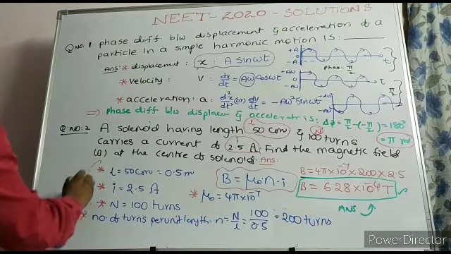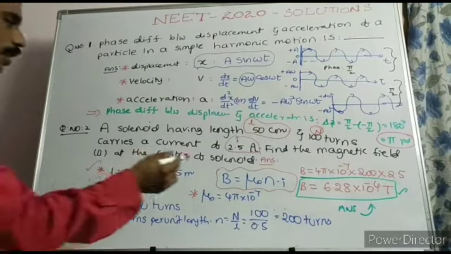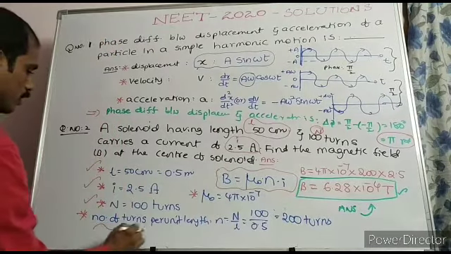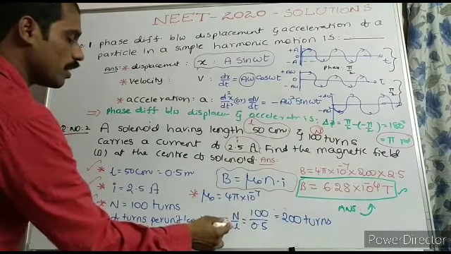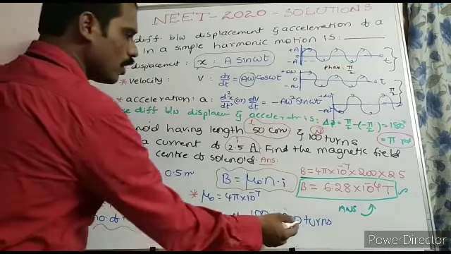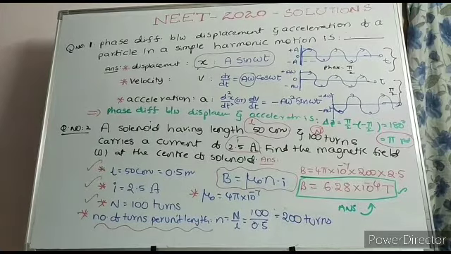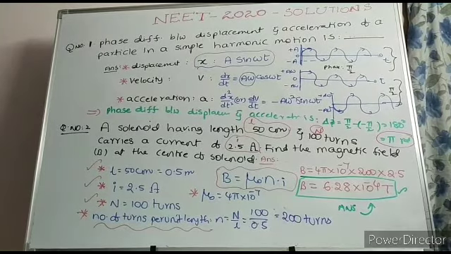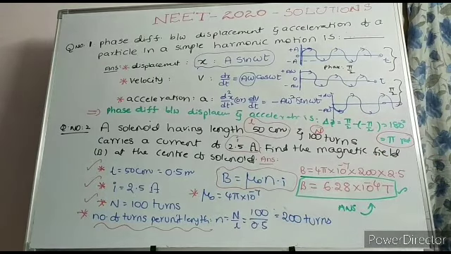Length is given, current I is given, N is given. The expression for magnetic field induction at the center of the solenoid is B is equal to mu naught into n I, where small n is the number of turns per unit length, that is n is equal to number of turns 100 divided by length 0.5, which will be 200 turns per meter. By substituting, 4 pi into 10 power minus 7 into 200 into 2.5, the answer will be 6.28 into 10 power minus 4 Tesla.